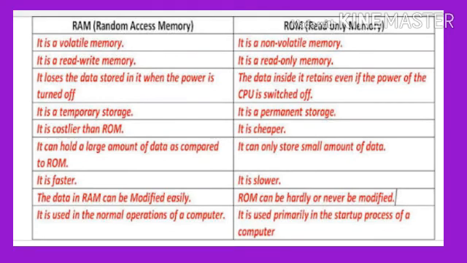ROM can store only a small amount of data. RAM is faster, ROM is slow. The data in RAM can be modified easily. ROM can hardly or never be modified. RAM is used for normal operation of the computer. ROM is used primarily in the startup process of the computer.